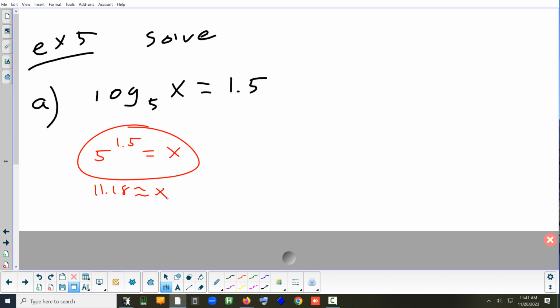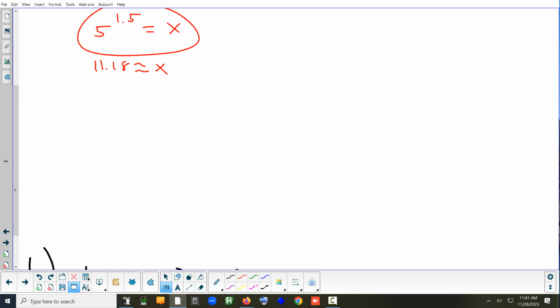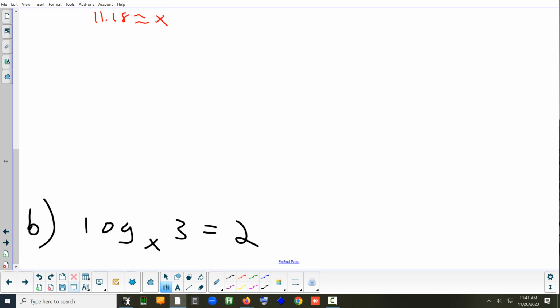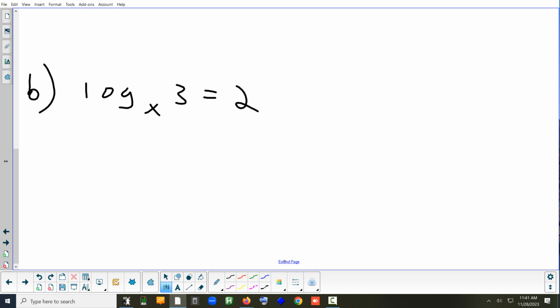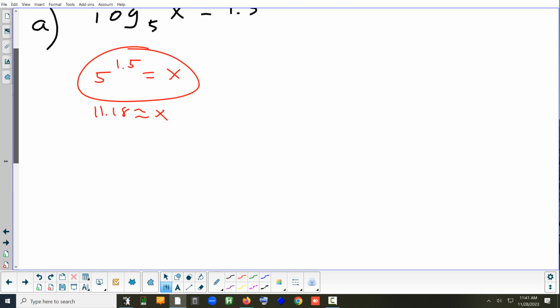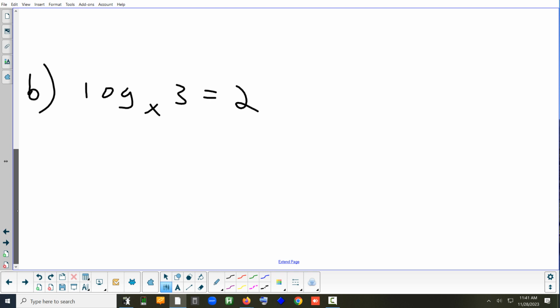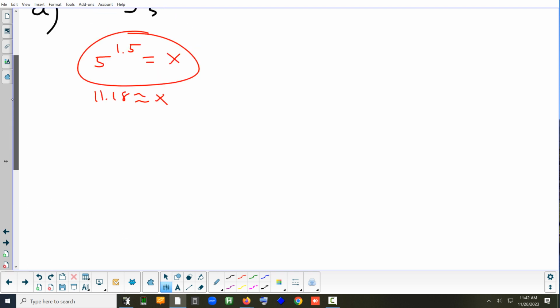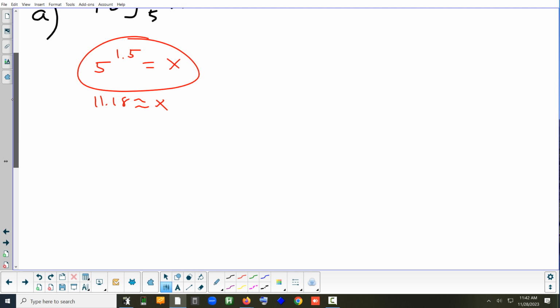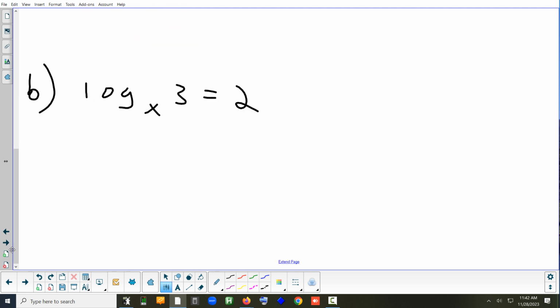Okay. So any question on solving it where the variable is in the argument? Okay. Let's try one where the variable is in the base. Would you take the calculated answer, 11.18, or would you take 5 to the 1.5 power? If the directions say round to 2 decimal places, then the 11.18 is fine. If it says write the exact answer, 11.18 is not the exact answer. So 5 to the 1.5 power. Okay. Thank you.